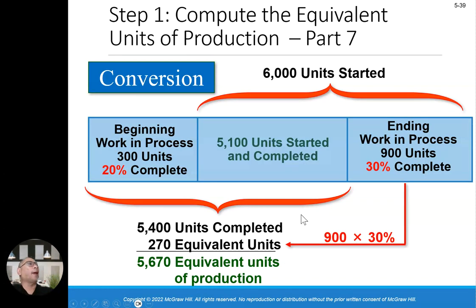Okay? And then for the conversion, it's the same story. 5,400, you get 30%, so 270, you get 5,670. Okay? That's how you get that number.